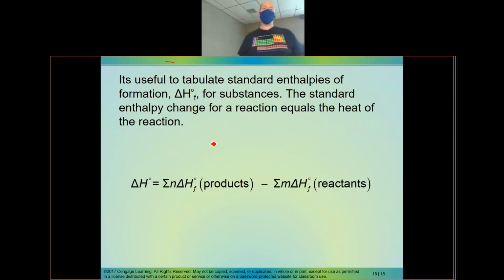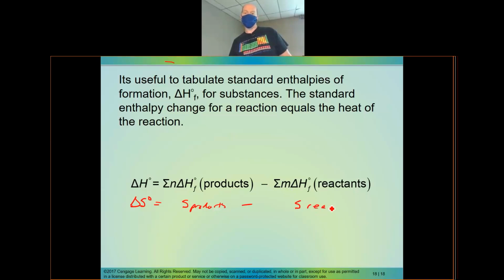All right, so in chapter 6, we found the delta H of reactions. Delta H is the products minus the reactants. We are going to find two other things the same way. We're going to find a delta S, and it's going to be the same thing here, except it's going to be the S of the products minus the S of the reactants.